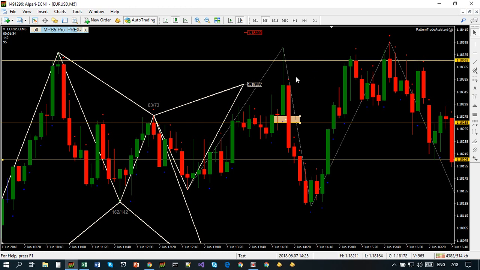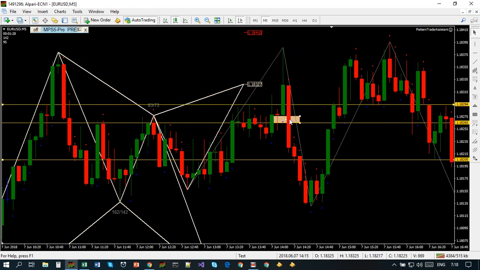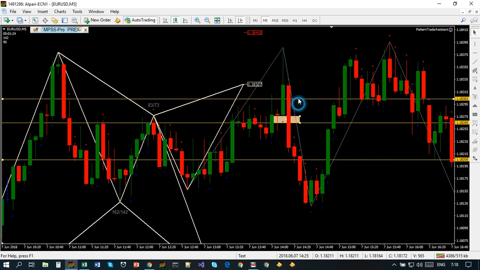Well, I hope you understand this. But if it were slightly less, the stop loss would be this. Yes, if it were here, for example, it would be limited.